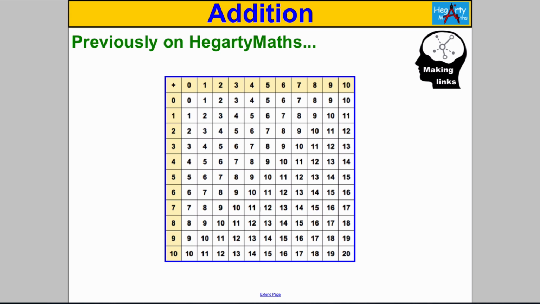Previously on Hegarty Maths I urged you super strongly to learn your addition facts. So that was adding together any digits from 0 to 10 to any other digits from 0 to 10. So hopefully you went away and practiced those, and if you haven't, please go and do so. But I'm going to work on the assumption that we know these facts.